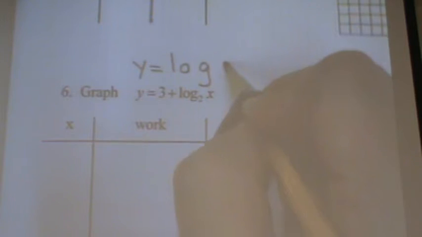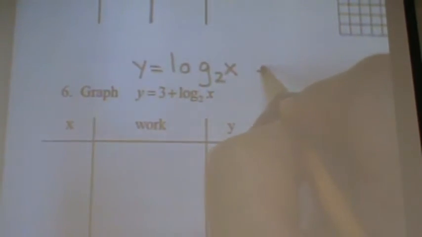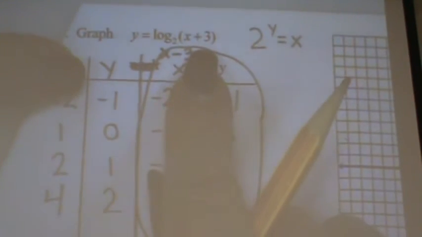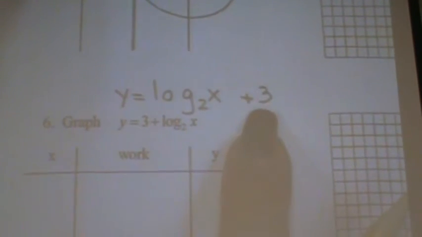All right, now, number 6. If I told you the 3 can be switched somewhere else, where would you put it? At the very end. This 3 is really the D value. So this problem is really the log of x base 2 and then plus 3. If it's a shift left or right, it will be in parentheses. This is going to be up 3 units.